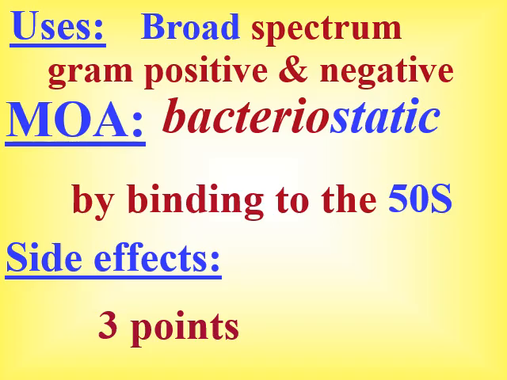Chloramphenicol is considered to be a bacteriostatic, and it causes inhibition of bacterial protein biosynthesis by binding to the 50S ribosomal subunit. The side effects of chloramphenicol are: it can cause bone marrow depression, so it can cause fatal blood dyscrasia such as aplastic anemia, hypoplastic anemia, thrombocytopenia, and granulocytopenia.